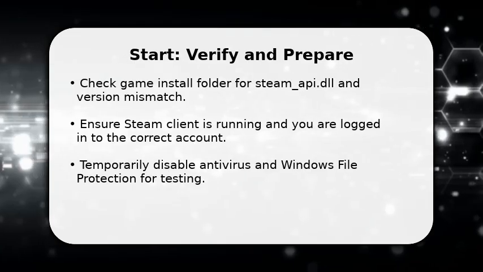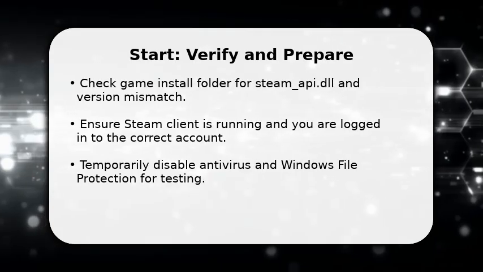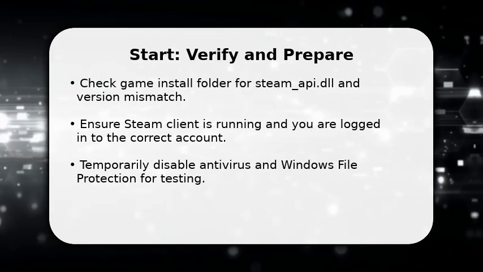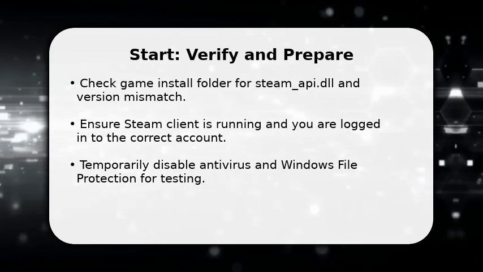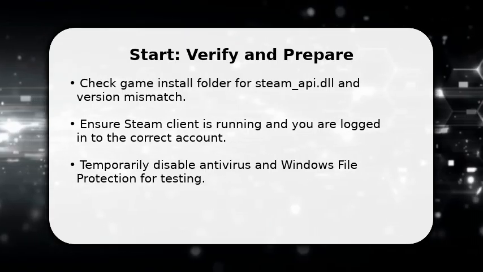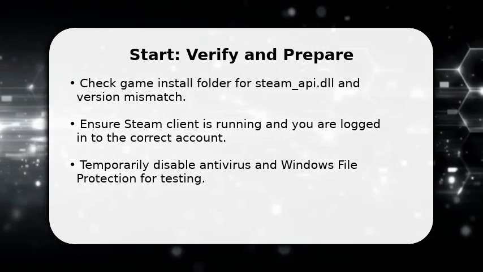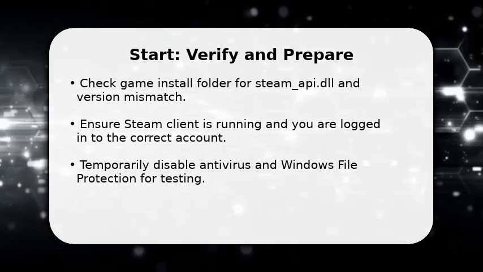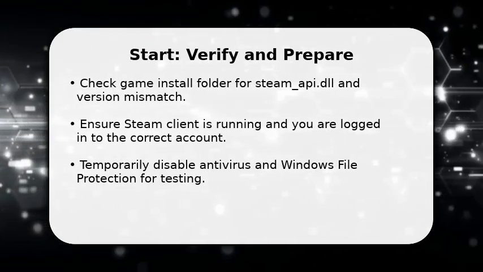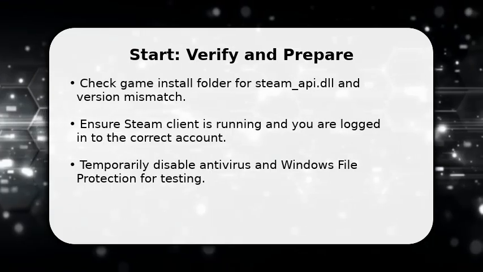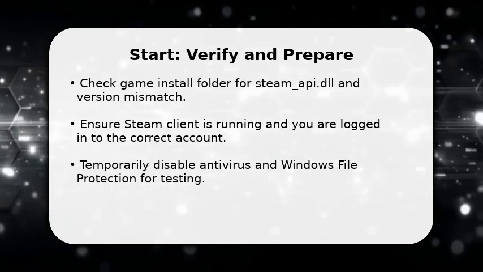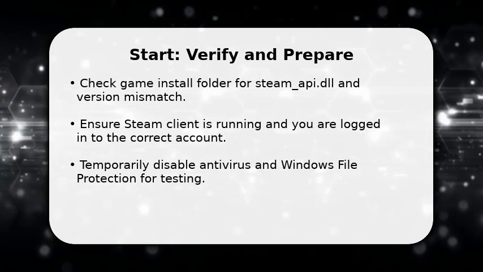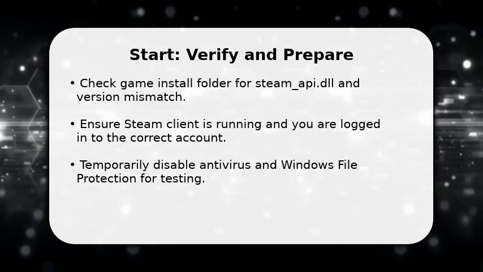You will begin by confirming the exact failure, locate the game's install directory, and note whether the Steam API DLL is missing or differs from the game's expected version. Once done, launch the Steam client and sign in so Steam can validate files. Make sure to temporarily disable antivirus or real-time protection that may quarantine DLLs. This prevents interference while you fix files. You are preparing the environment, so subsequent replacements and verifications will succeed without being blocked or reverted.